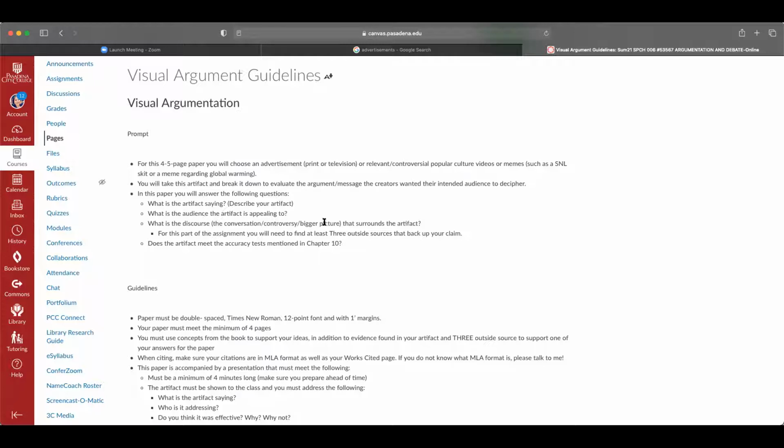The third question that you're going to be answering, and this is the question where you need the 3 outside sources to back up your arguments, is the one that says, what is the discourse? In other words, the conversation, the bigger picture, the controversy that this artifact is addressing. Like we were talking about on Tuesday, visuals say more than words, right? There's always a hidden meaning, a bigger conversation, a bigger issue that a particular visual is addressing. So in this part of your essay, you're going to be letting me know what's the bigger conversation or the bigger topic that this advertisement is describing.